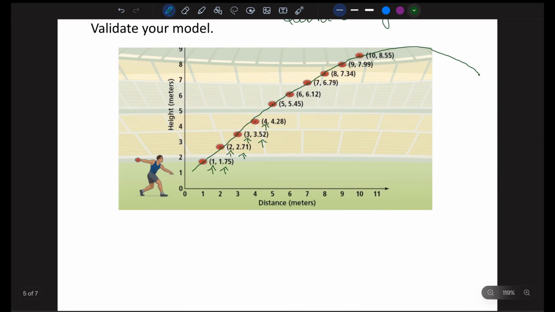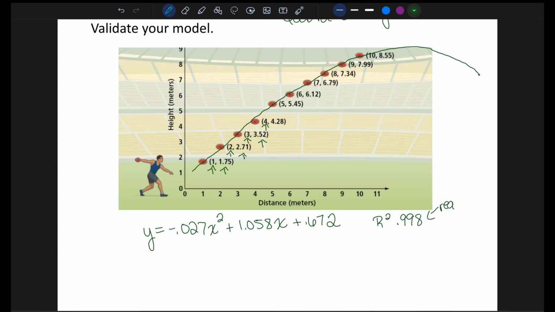So that gives me y equals, the a value was negative 0.027 x squared. The b was 1.058, so plus 1.058 x. And then c was 0.672, so plus 0.672. And there you have that. Now remember that R2 value there was really close to 1. So that means this is a good fit.